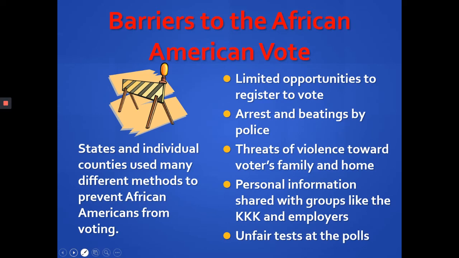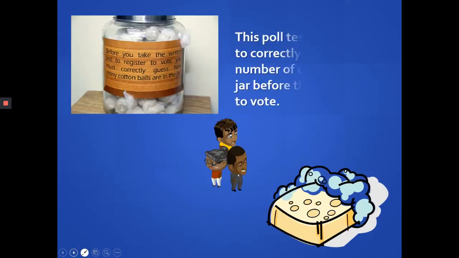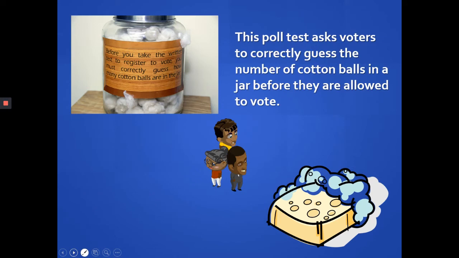And the last thing that is a barrier are the unfair tests that are presented at polls. These are poll tests. These are things that don't exist anymore, and we're going to talk a little bit more about them. So poll tests were terrible testing systems that asked you to provide an answer to a test that was nearly impossible to prove that you were a fit voter.